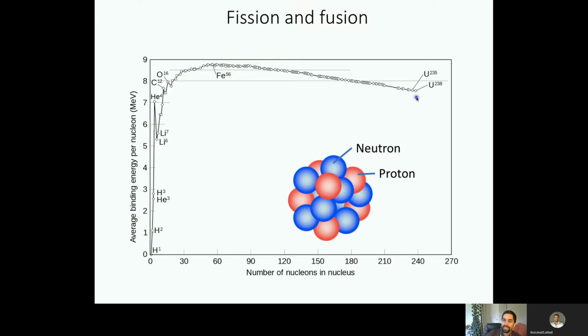On the other side, if I take very heavy elements like uranium and fission them, split it into two lighter atoms, each of them being more stable than the uranium, then this process also liberates energy because the result is more stable. So this is why both fission and fusion can liberate energy, because we start with different elements, but we go towards elements that are more stable.